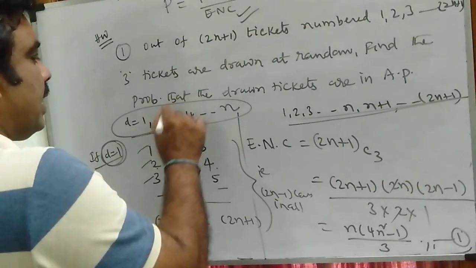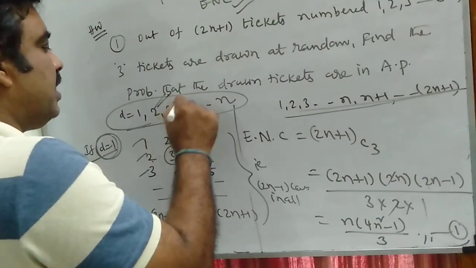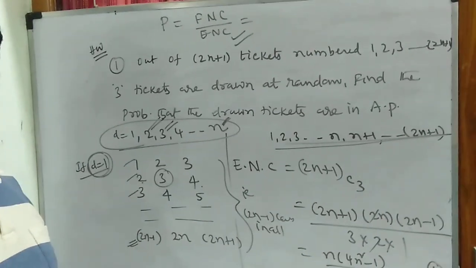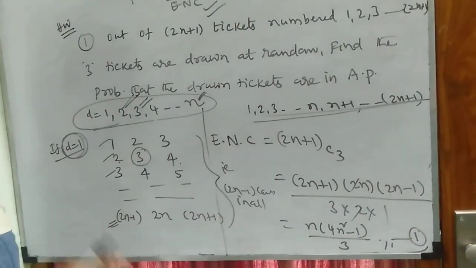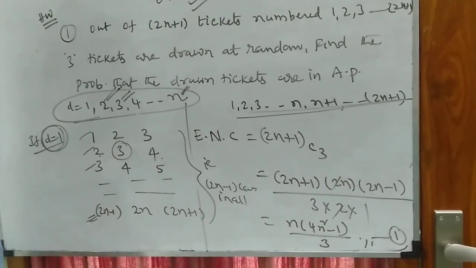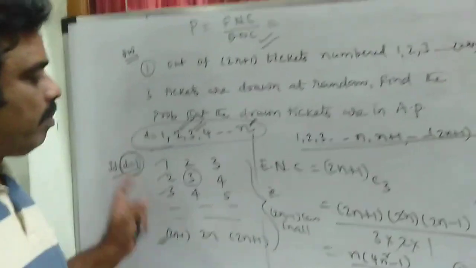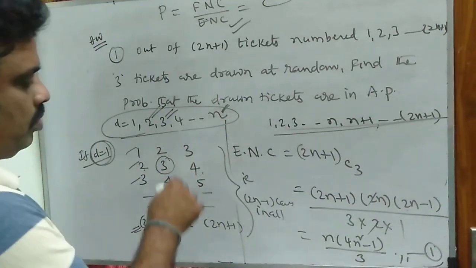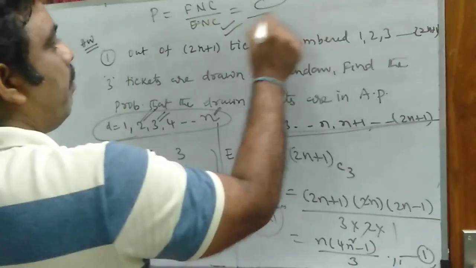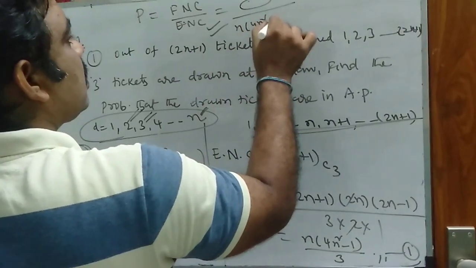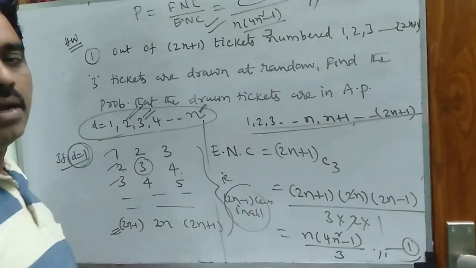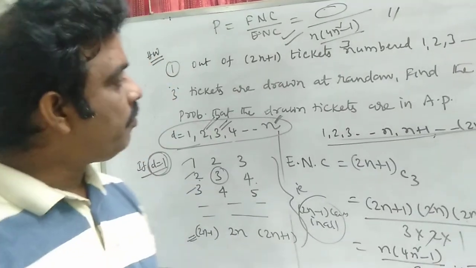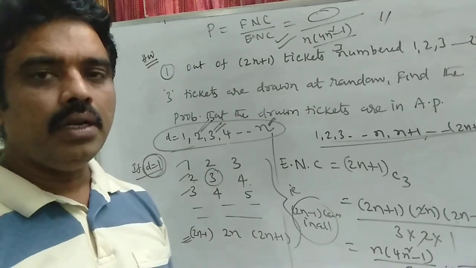Similarly, take difference 2, difference 3, and so on, up to difference equal to n. You have to enumerate all the values and add them to get the favorable number of cases. That will be the favorable cases. Then the probability is the favorable cases, whatever value you get on adding all these, divided by n into (4n square minus 1) by 3, which is the required probability. So try on your own, and if not possible, I will tell you in the next one.